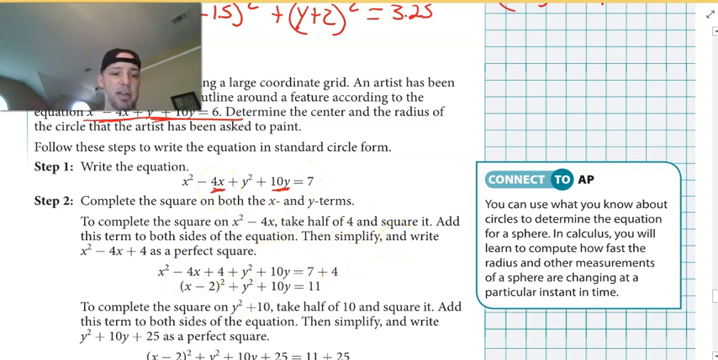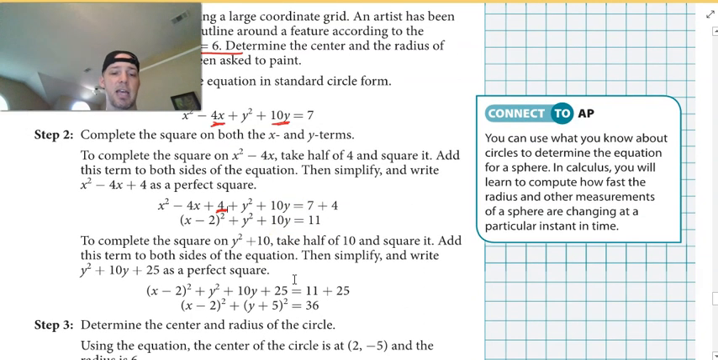Half of negative 4 is negative 2. Negative 2 squared is 4. So they added 4 to both sides. Half of 10 over here is 5. 5 squared is 25. So they did that for the second step down here. They added 25 to both sides. And notice each one of these factors they come up with is just half of the b value.